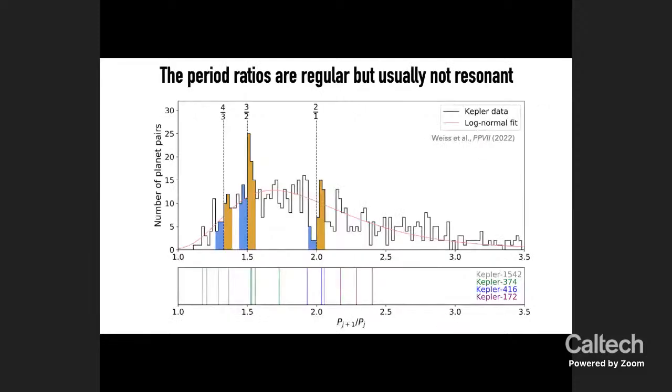It's important to note that although the period ratios in these compact multi-planet systems are regular, they are not resonant. The black line shows the distribution of period ratios in the compact multis, which is well described with a log normal distribution. But note that there are very few planets that are in or very close to these mean motion resonances, which are highlighted with blue and gold. These peaks have nothing to do with peas in a pod. Rather, the period ratios of a few exemplary systems are shown as solid lines beneath the histogram. And what you can see is that the period ratios in a given system are clustered, but not usually near a resonance.